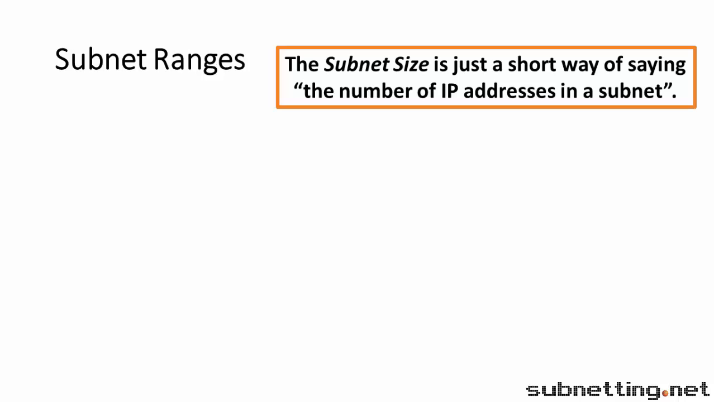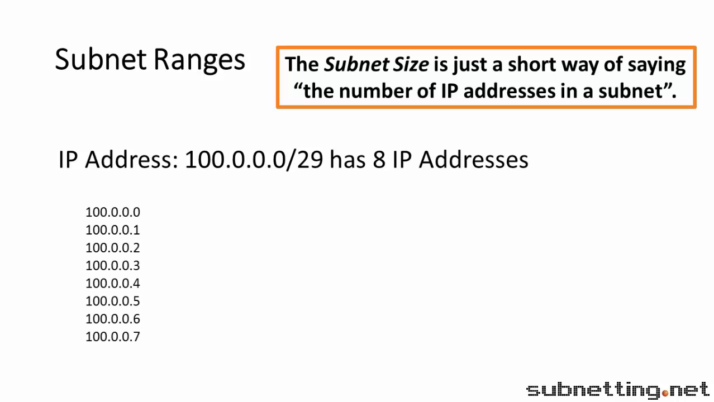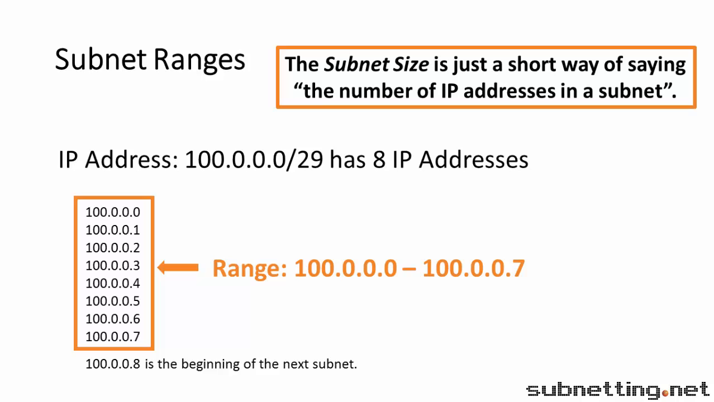understand the underlying concepts. So let's look at our IP address again that has a subnet mask corresponding to a subnet size of 8 IP addresses. Now let's calculate the range of IPs. We'll start by listing out the 8 IP addresses in this subnet. The next subnet starts at the next address, which is .8. Now that we know the starting and ending IP addresses for this subnet, we can say that our range goes from 100.0.0.0 to 100.0.0.7.